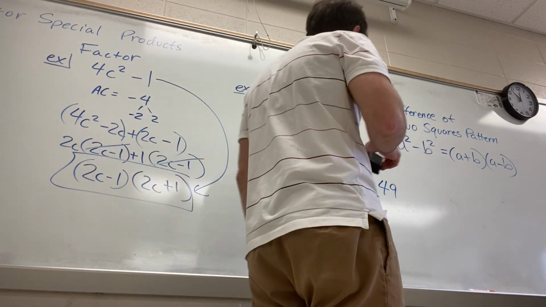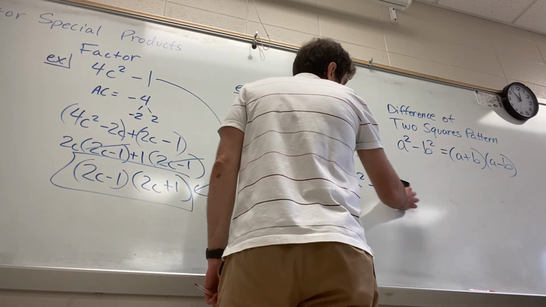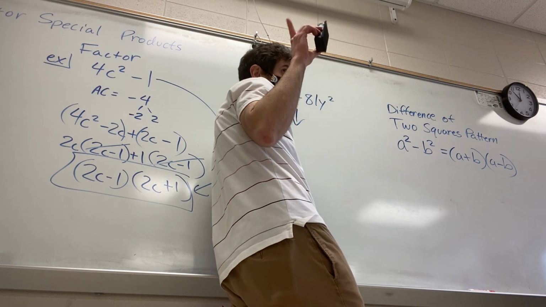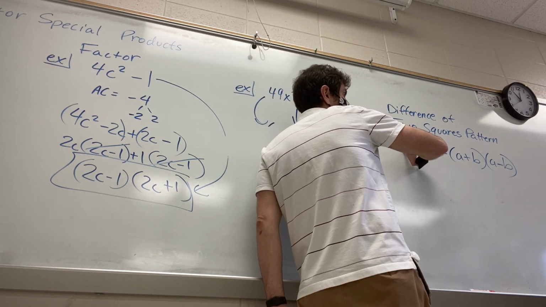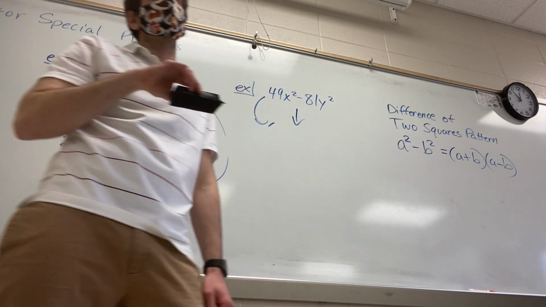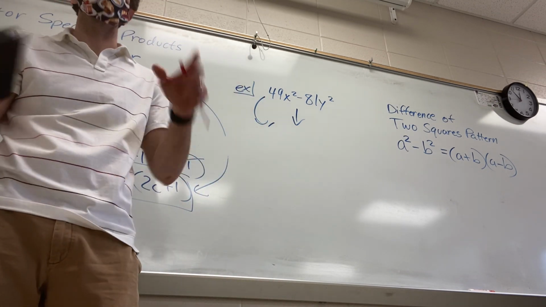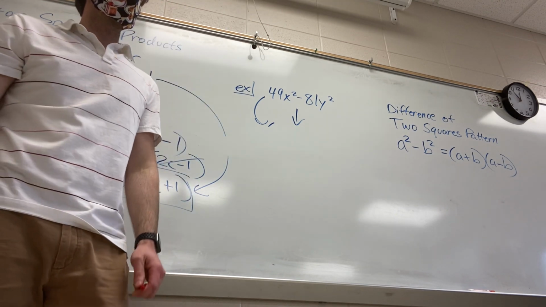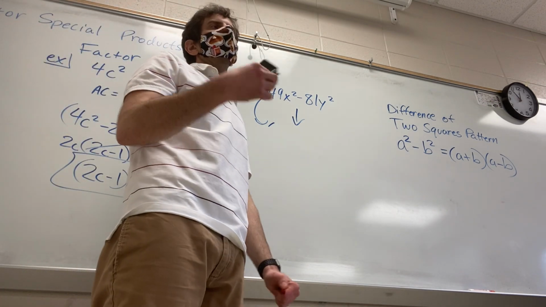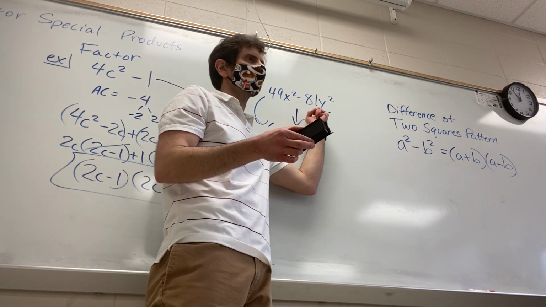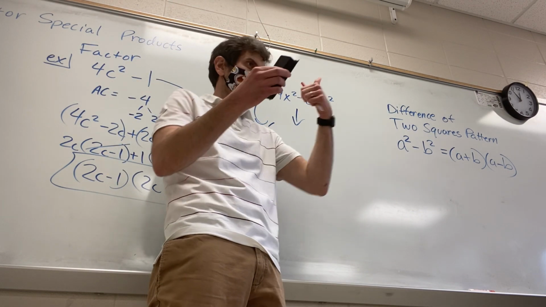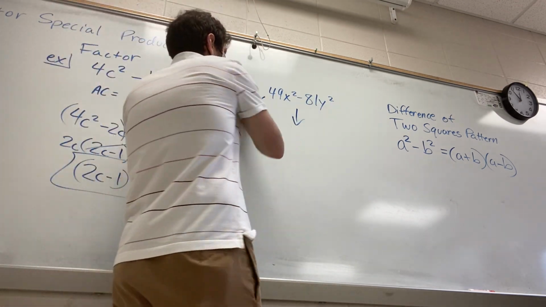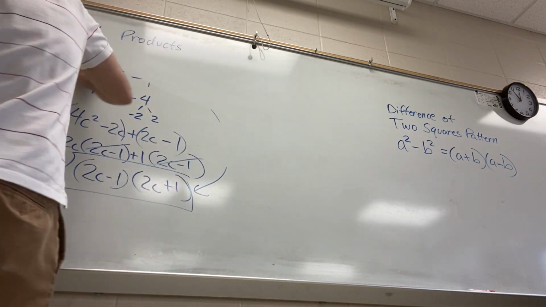Question: what happens if there's more than two terms? Then it's not this pattern. This only works if it's a difference of two perfect squares. This is the only time you get to use that pattern. How do you know if it's not a perfect square? It helps if you've got them memorized, but you can use your calculator to take the square root of that number. If it comes out nice, then it's a perfect square. If it doesn't, you're stuck doing something else.